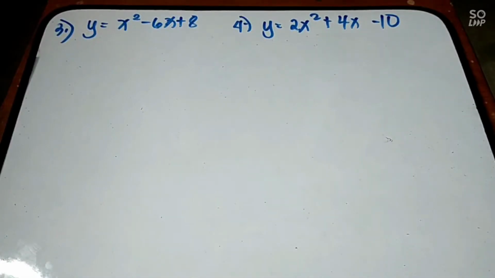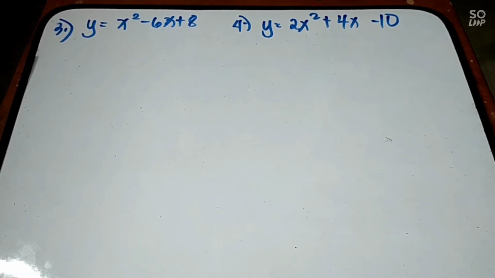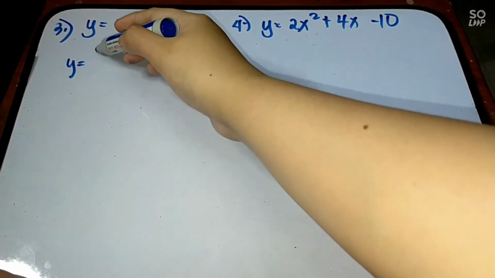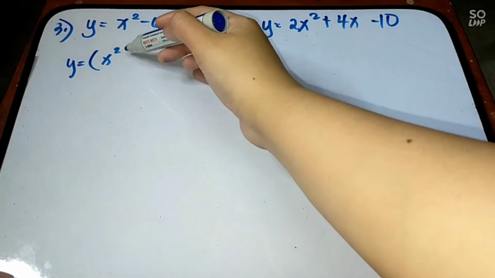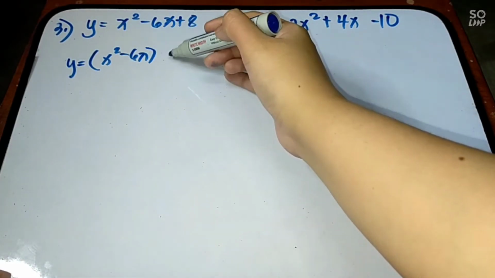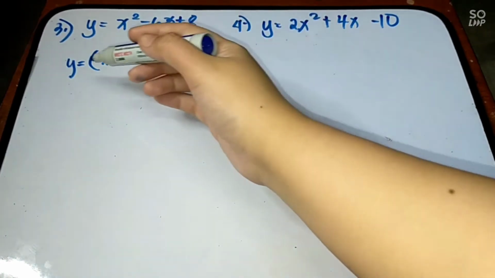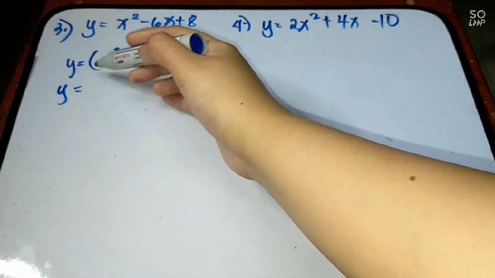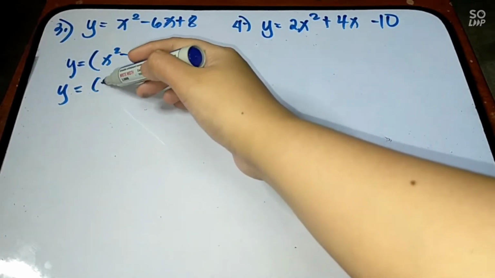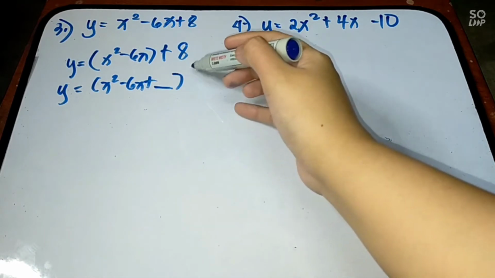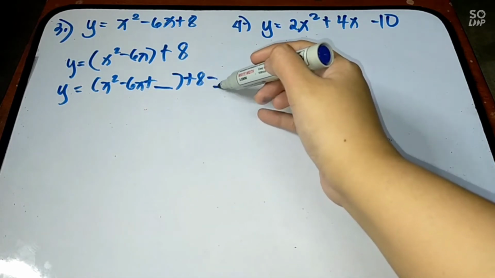Number 3. Y is equals to x squared minus 6x plus 8. Okay. First step, we are going to group. Y is equals to x squared minus 6x, then we have here plus 8. Next step, we are going to complete the square. We have here y is equals to x squared minus 6x plus blank plus 8 minus blank.